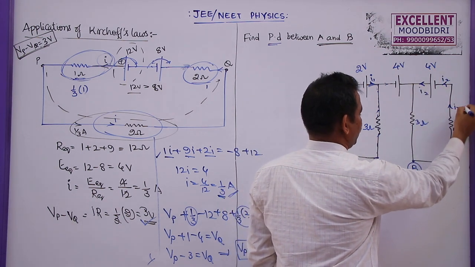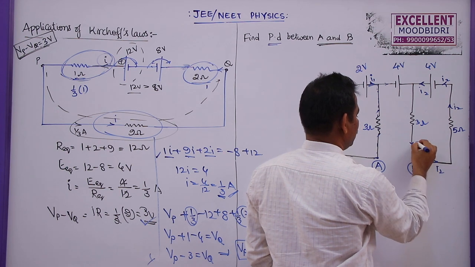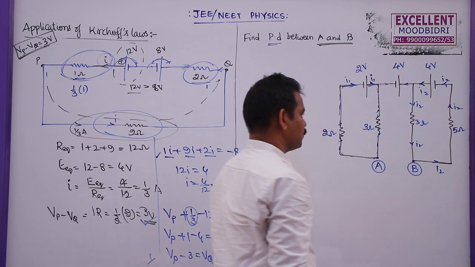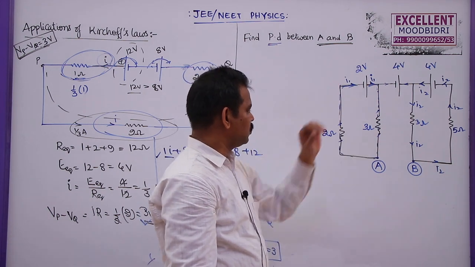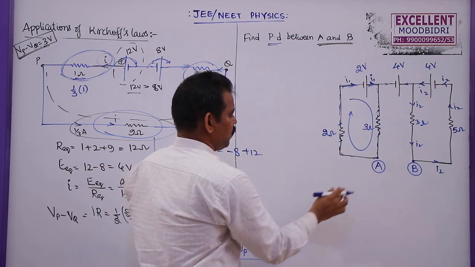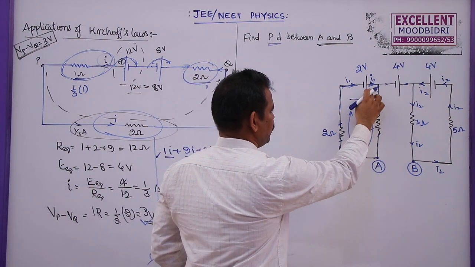So here current should be I2, here it should be I2, here it should be I2. That means no current will pass through this one. Now this is the circuit. From this circuit I am going to apply Kirchhoff voltage law. I want a potential at this point. First let me find out I1 and I2.